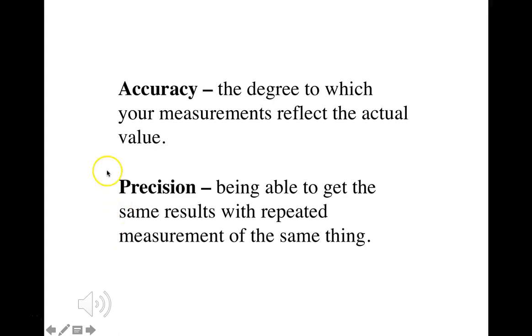Now, in science, data needs to be both accurate as well as precise. Accuracy means the degree to which your measurements reflect the actual value, which is kind of getting it right, but precision is also required, which means that you can get it right over and over and over again.